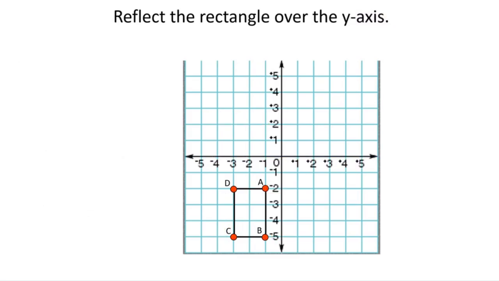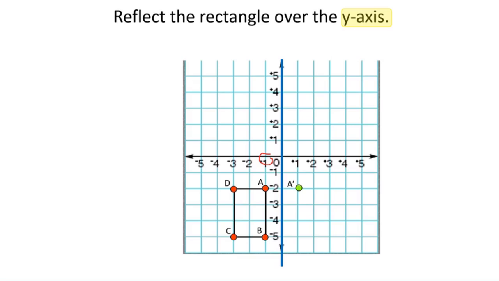Now let's take the rectangle and reflect it over the y-axis. So your y-axis goes vertically. So we're going to be flipping the rectangle from the left side of the y-axis to the right side of the y-axis. So point A was at -1, so we're looking at how far we are from the y-axis. It's going to stay on the same horizontal line, but end up at +1.